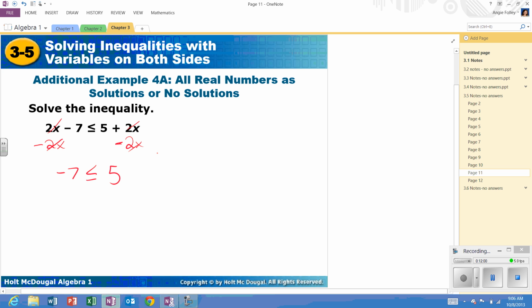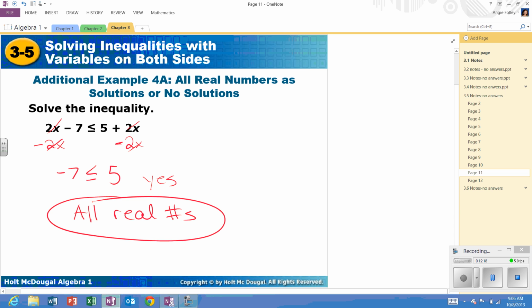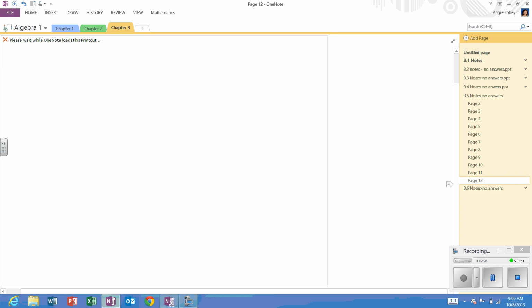Now, normally in an equation, we would just say no solution. But in this case, we need to check, is negative 7 less than or equal to 5? Yes, it is. So in that case, we say that the solutions are all real numbers. So it's not no solution because negative 7 is in fact less than or equal to 5. So let's look at one example where this is not the case.